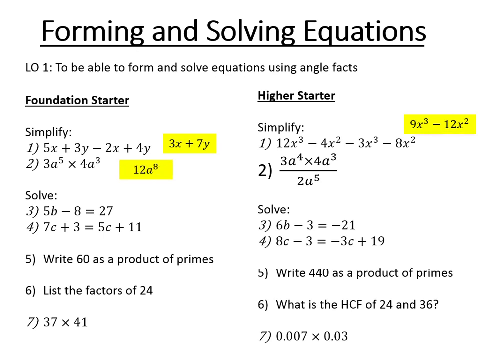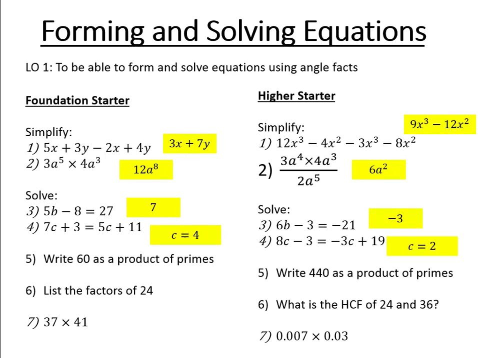This one here, you multiply the numbers together, and you add the powers. Remember, when you multiply powers with the same base, the powers add. This one here as well. In this question, you just clean up the numerator. 3 times 4 is 12. That gives you 12a to the power of 7. Then you divide it by 2a to the power of 5. When you're dividing with powers and the bases are the same, you subtract the powers, and that gives you 6a squared.